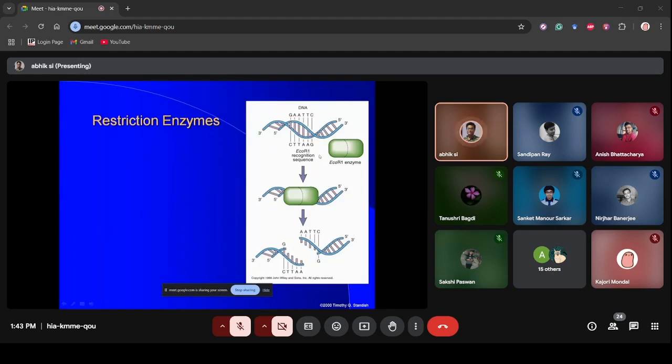So this is your EcoRI having two identical subunits, because it is type 2. One subunit binds with the upper strand and another one with the lower, and they cut in the same precise location.